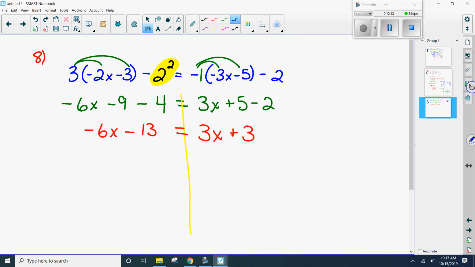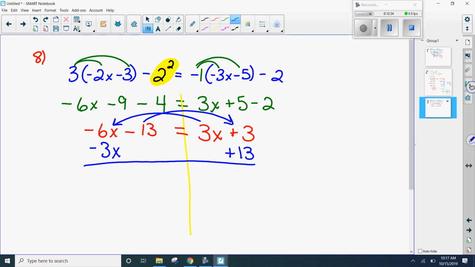Move them over. I don't know which way you want to move x. If I move it over, it becomes negative 3x, which means you have to move the negative 13 over to the other side, and it becomes positive 13. You get negative 9x equals 16. Now what do you do? Divide by negative 9. So what is x equal to? Negative 16/9.